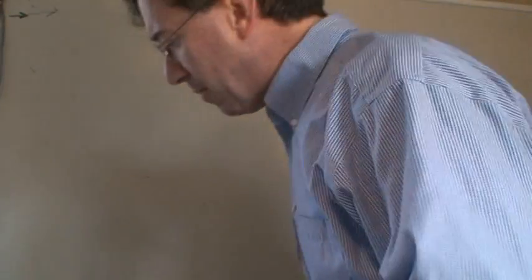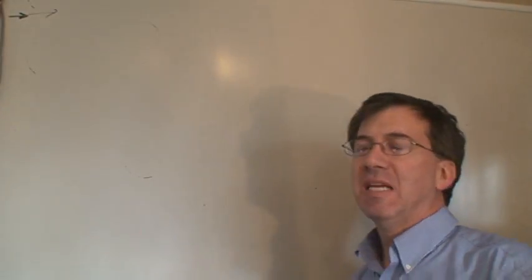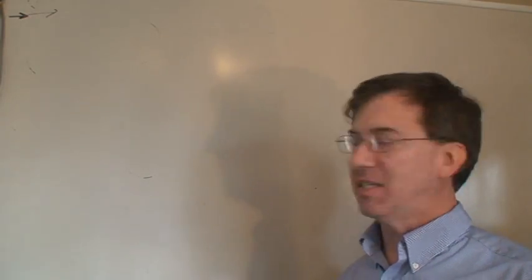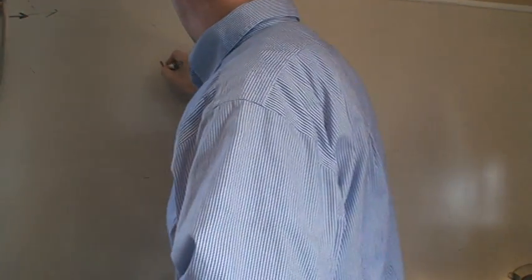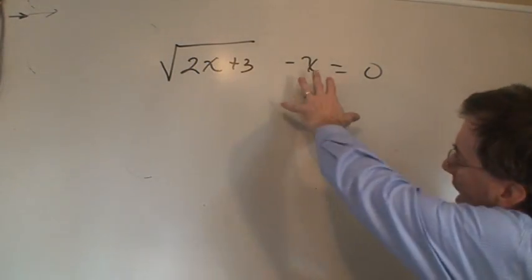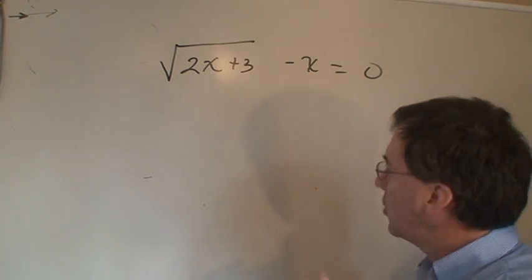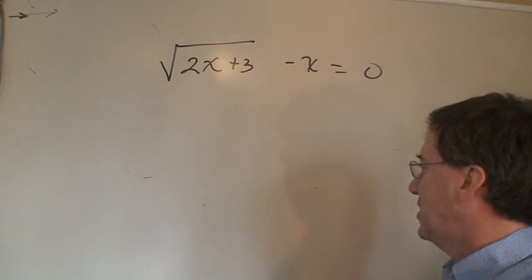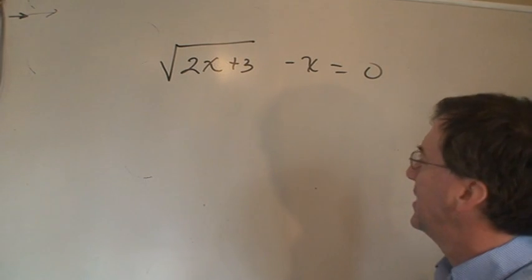Now, the next problem I'm going to be working is when I don't have a constant. Let's take a look at this. Let's say I had the square root of 2x plus 3 minus x equals 0. I have a radical sign, I have a variable that doesn't have a radical sign, and I do not have a constant by itself, a number just by itself.